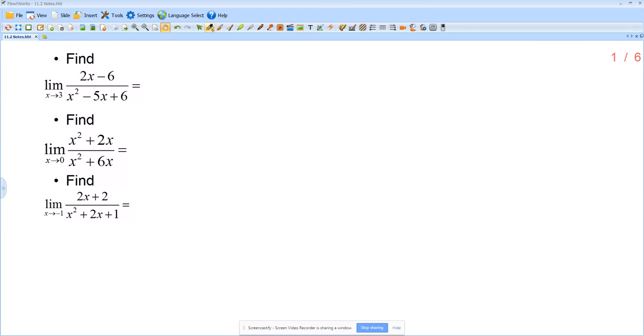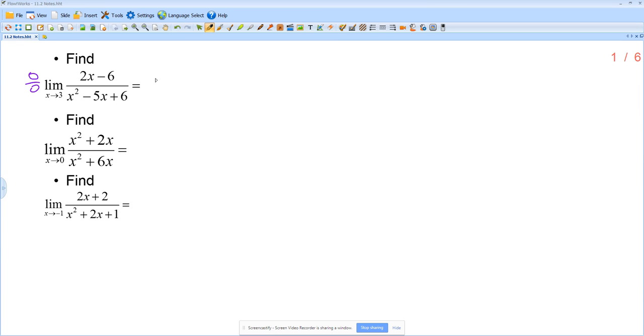So I have the limit as x goes to 3 of (2x minus 6) over (x squared minus 5x plus 6). The first thing, as always, that you want to do is substitute what I am looking for into the function. When I do that, 2 times 3 is 6, minus 6 is 0. 3 squared is 9, minus 15 is negative 6, plus 6 is 0. So I got 0 over 0, which is great. That means I can algebraically probably do something with this.